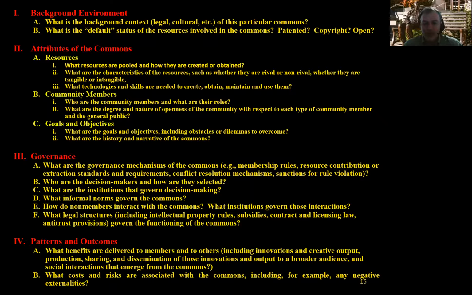So we're going to focus on the background environment, the attributes of the commons, or in other words, the resources, the community members, and the goals and objectives they may have, which shape the rules in use. Then we're going to look at the governance structures and ask a series of questions about the governance mechanisms used by the community. Who makes decisions, how are decisions made, who's included, and so on and so forth. And then we've got a series of patterns and outcomes that help us with the evaluation.